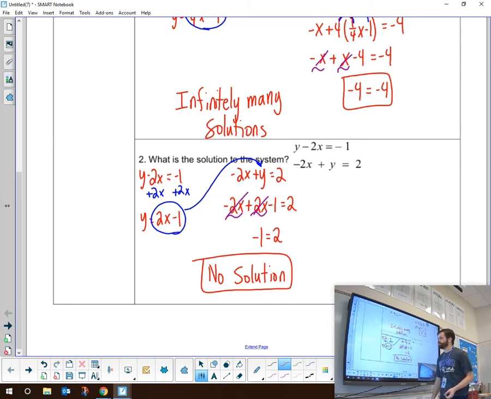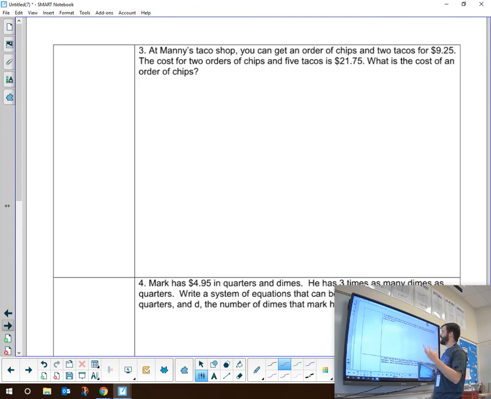Okay, so let's move on. We've talked about infinitely many solutions and no solutions. Well, now let's get into really the applications. So we're also going to be learning how to write out equations that we can solve from word problems. Let's take a look here at number 3. Number 3, at Manny's Taco Shop, you can get an order of chips and 2 tacos for $9.25. I'm going to go ahead and write that out. An order of chips and 2 tacos for $9.25.